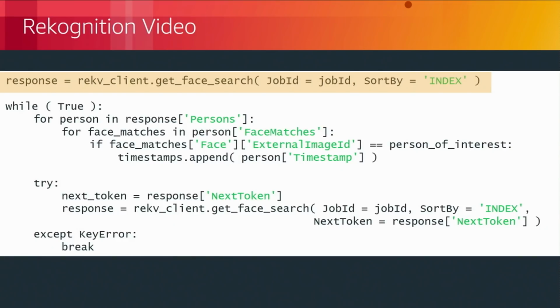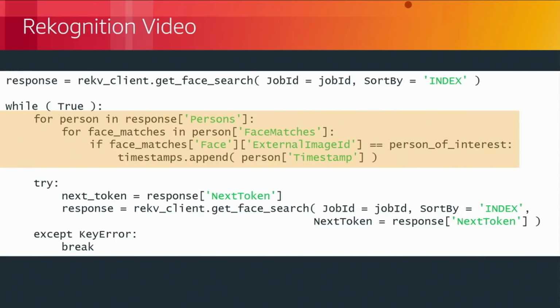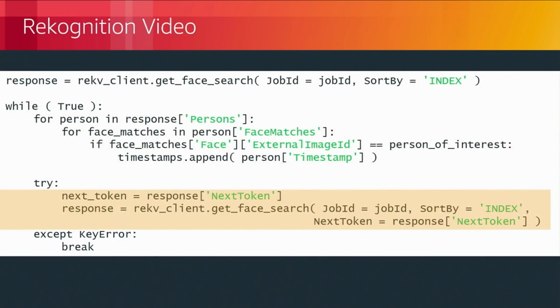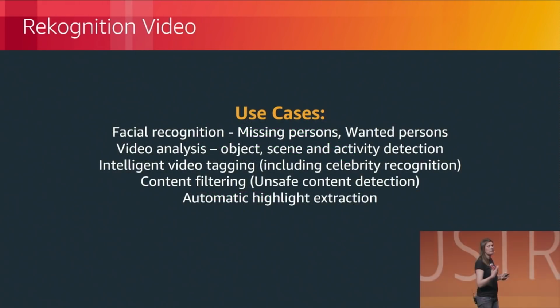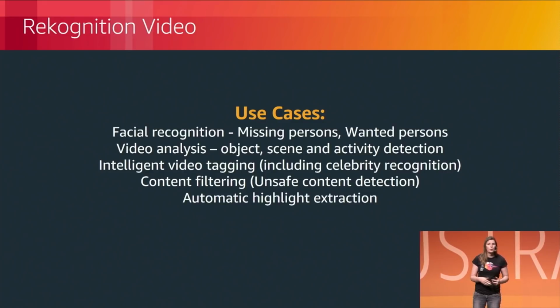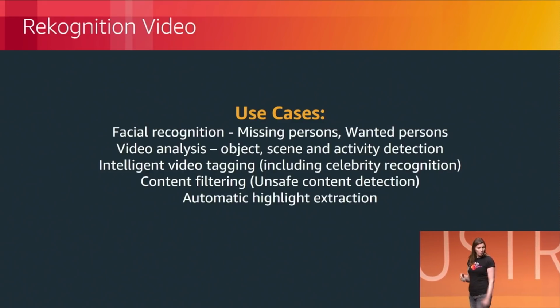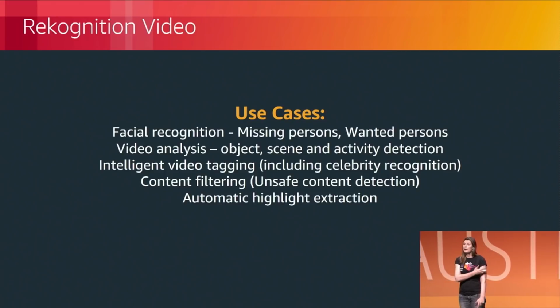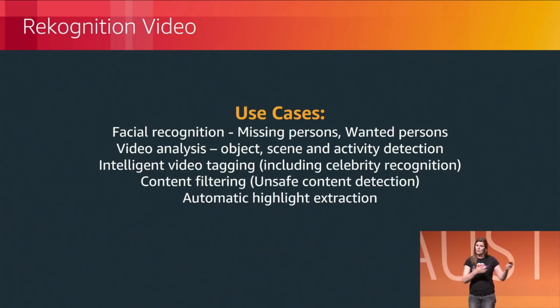Now this returns me quite a lot of data, so it could be paginated, so it may be tokenized. What I'm doing here is just, for each person, only one in my case, Andy Jassy, walking through and pulling out all the timestamps. As I said, it could be paginated, and if it is, I just pass a token back in to get the next series of data. So again, use cases very similar, but in this case we've got temporal information. So we could look for activity in scenes. And obviously we could do automatic highlight extraction, find all videos with this, or create a highlight of all sections of the video with this person in it.